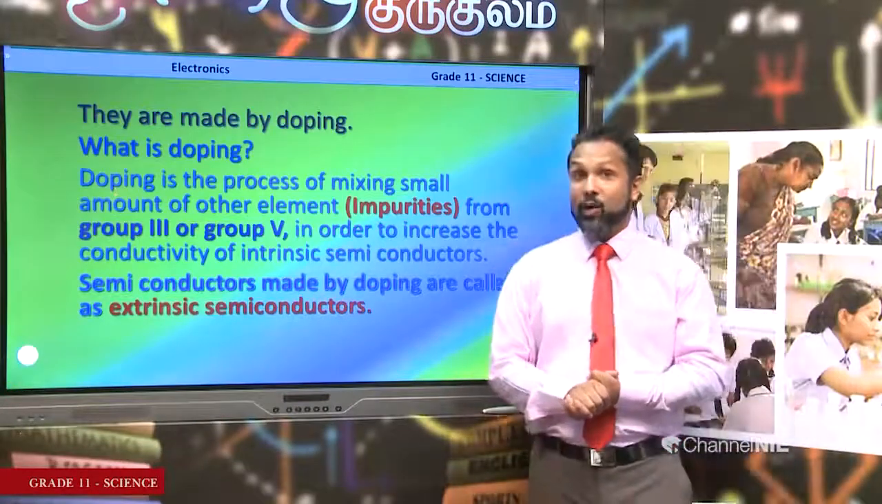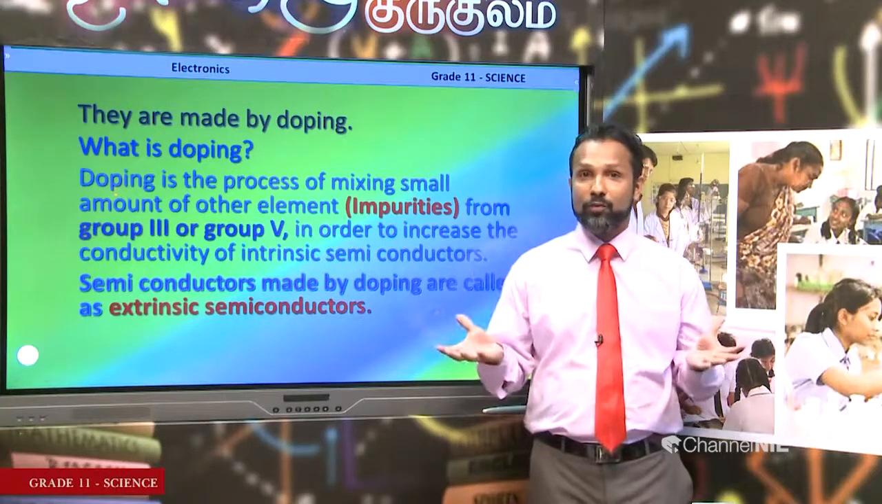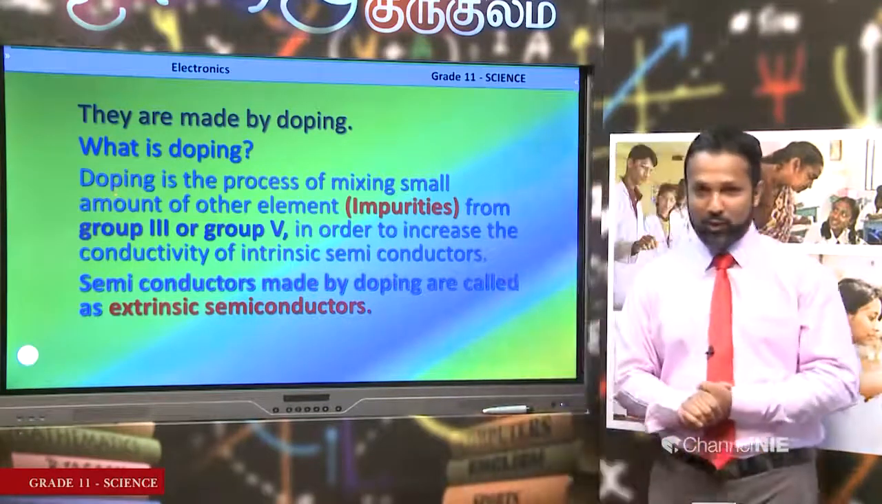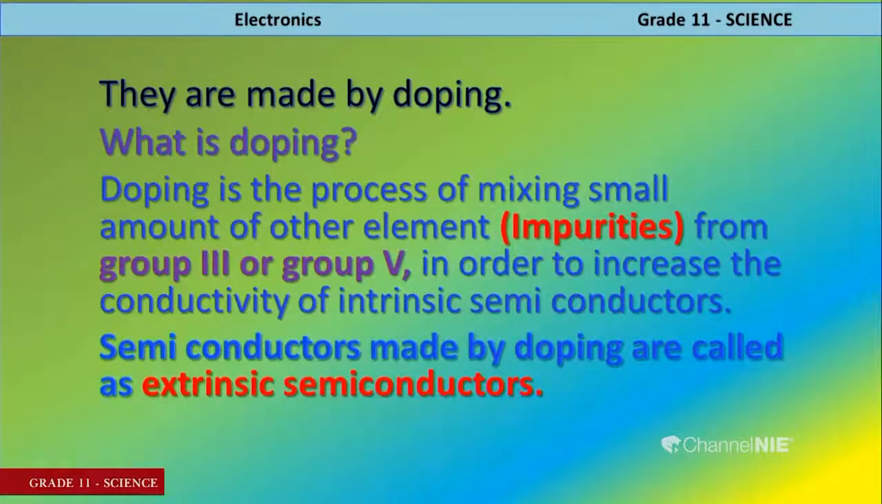They are made by doping. A term we use for that is doping. What is doping then? Doping is the process of mixing a small amount of other element, or we can say impurities, from group 3 or group 5 in order to increase the conductivity of intrinsic semiconductors. Then semiconductors made by doping are called extrinsic semiconductors.